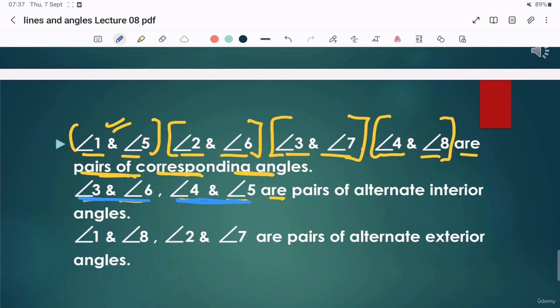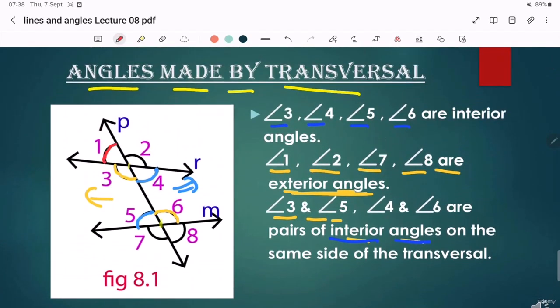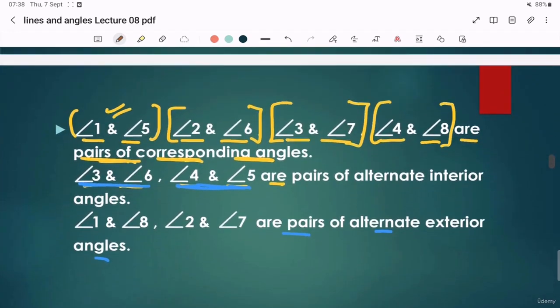Angle 1 and 8, angle 2 and 7 are pairs of alternate exterior angles. This angle 1 and this angle 8 is a pair of alternate exterior angles, and this angle 2 and angle 7 is another pair of alternate exterior angles. So we have two pairs of alternate exterior angles. One is angle 1 and 8 and another is angle 2 and 7.